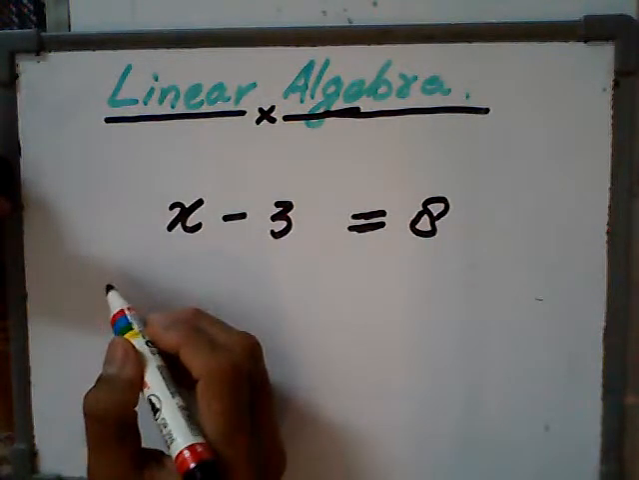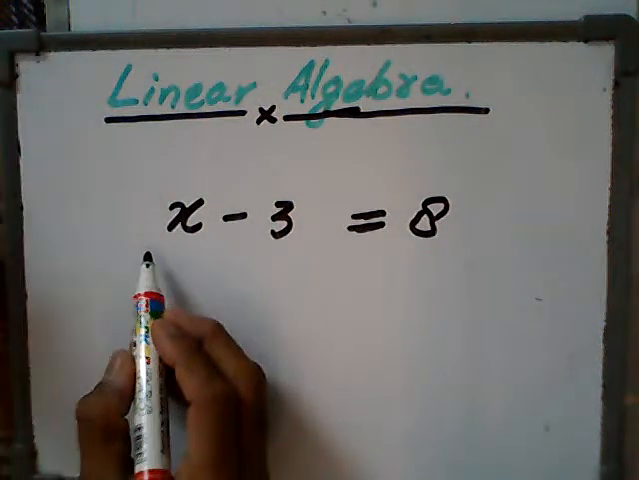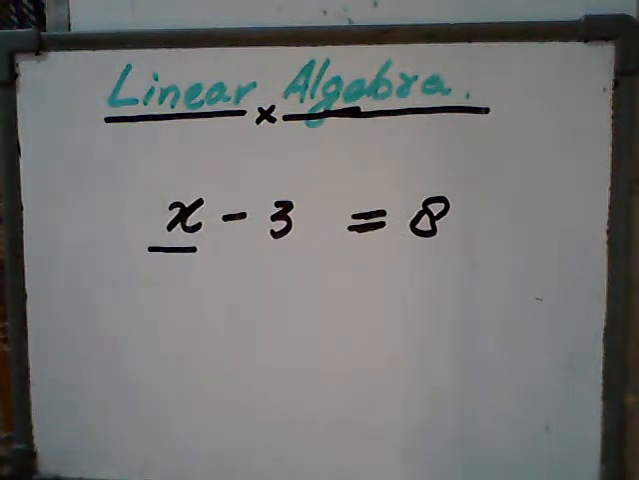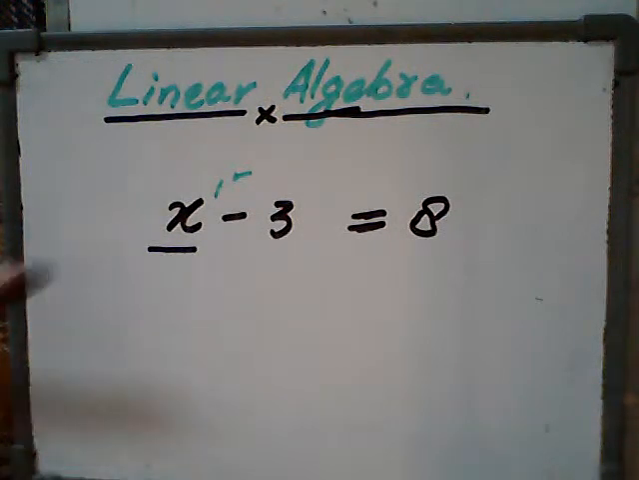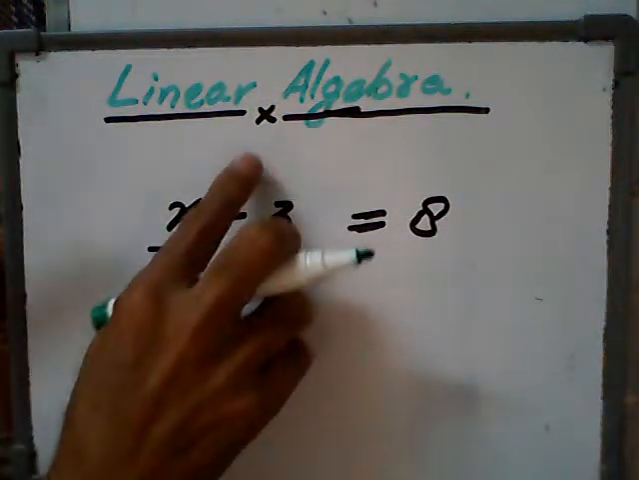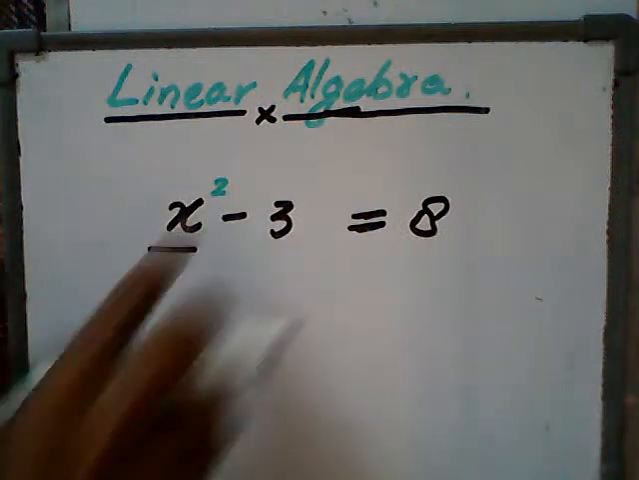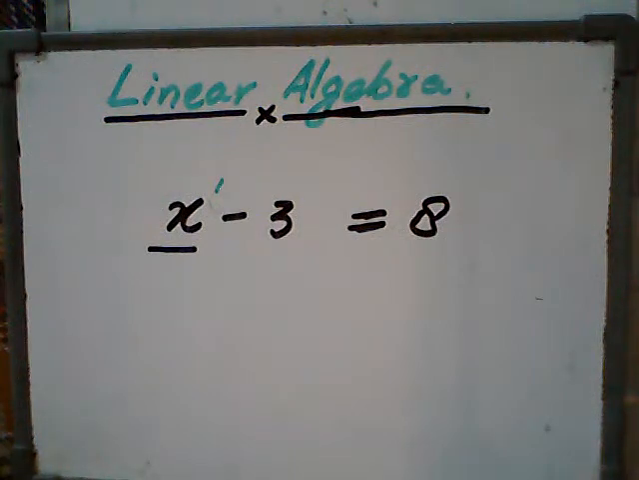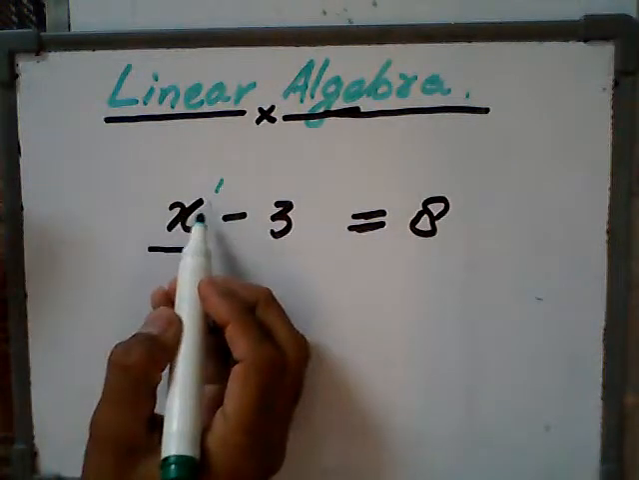In linear algebra, we have an equation which has a variable which has no power. If there's no power, it means it has a power of 1. So that power gives it the name linear. If this was a power of 2, then it would be a quadratic equation. But right now it has a power of 1, so that's why it's called a linear equation. And in linear algebra we'll be solving linear equations.